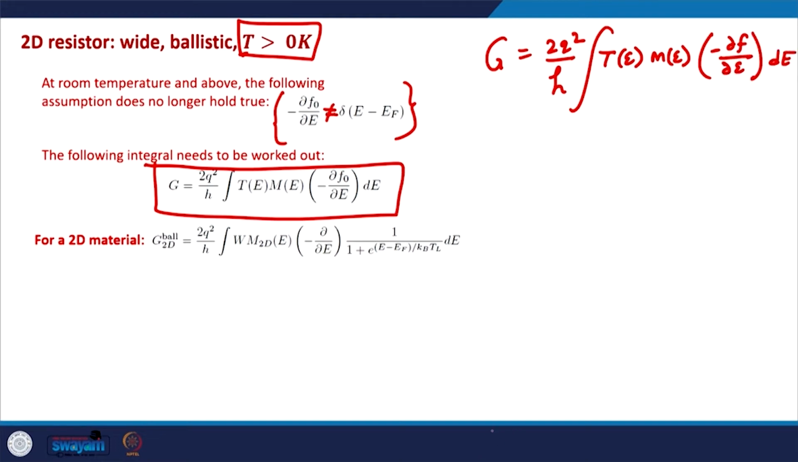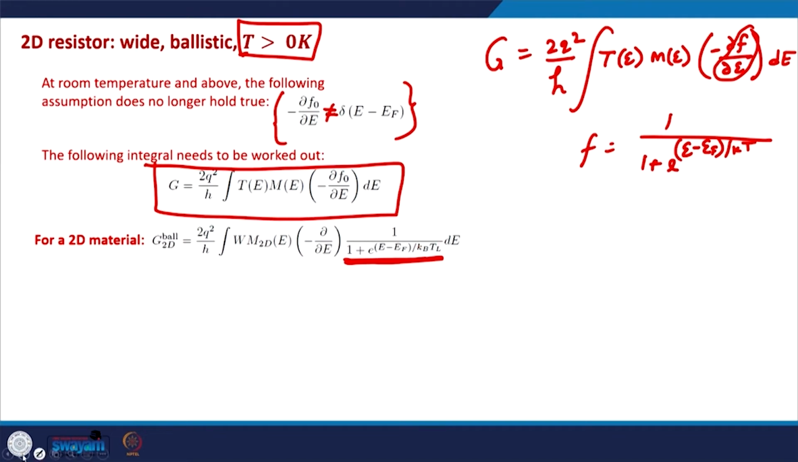And if we explicitly write down the Fermi function in this derivative, in this Fermi window, this is how it looks like. The Fermi function is 1 divided by 1 plus exponential of E minus EF by kT. In these expressions, just to remind you, k_B T_L is written, where k_B is the Boltzmann constant and T_L is the lattice temperature. We are in short writing kT.